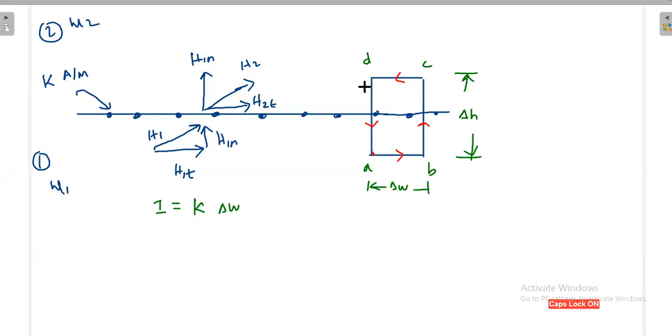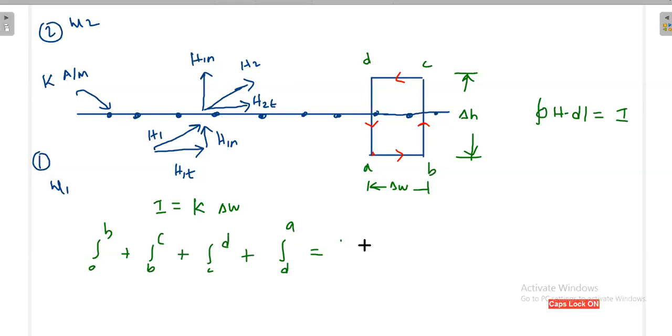Now I will apply Ampere's law for this ABCD loop. As per Ampere's law, the integral of H dot dl is equal to I. Take A to B, B to C, C to D, D to A, which is equal to the total current, and the total current that we have calculated is K del W.